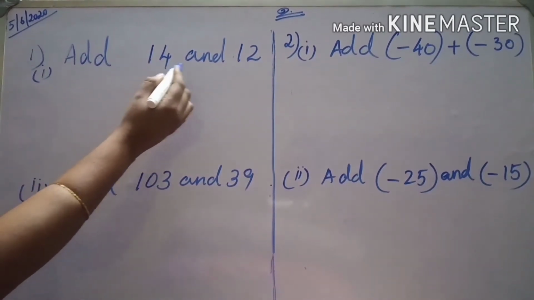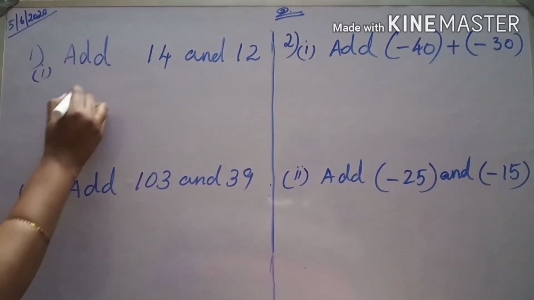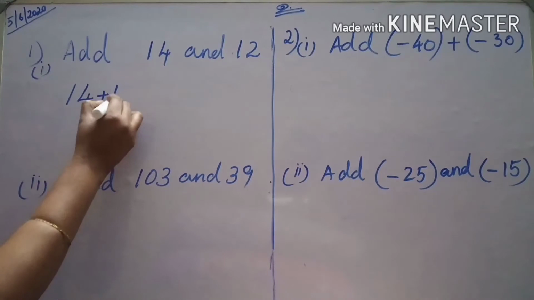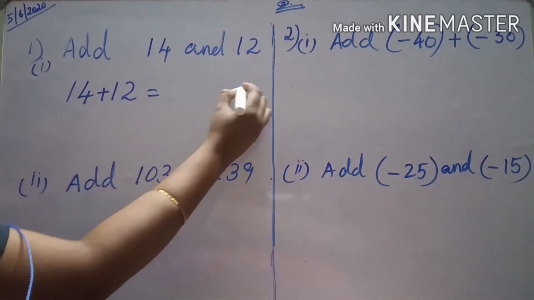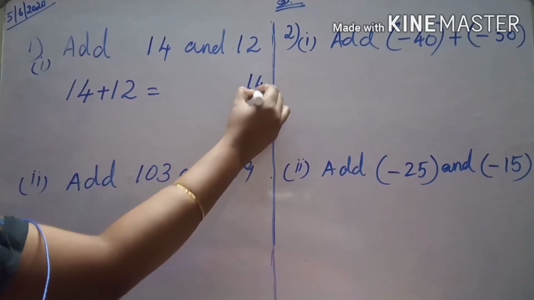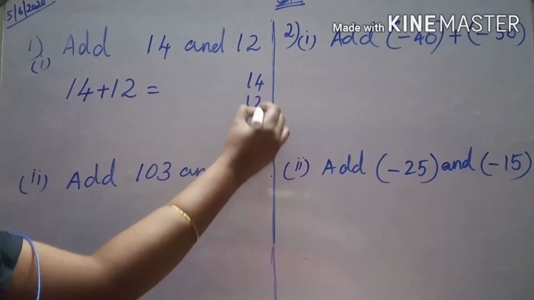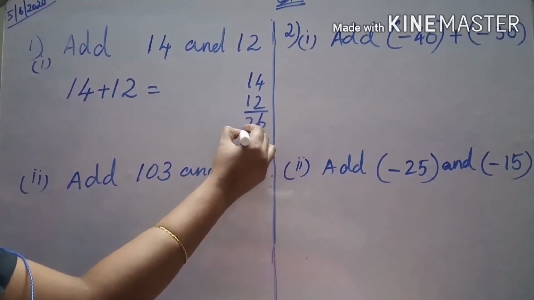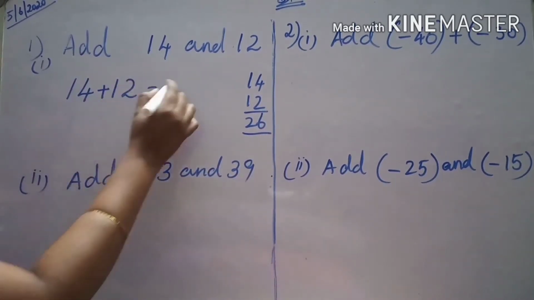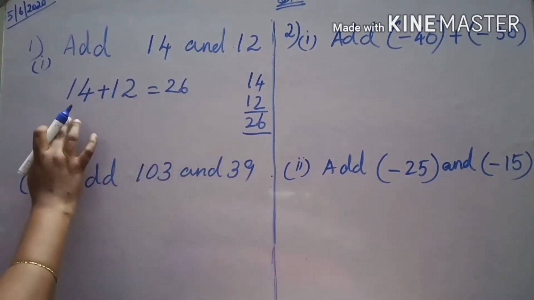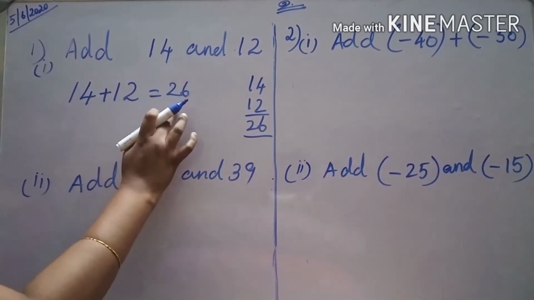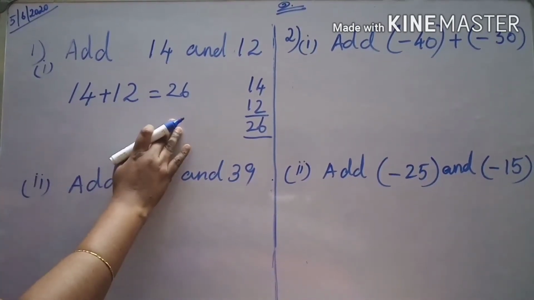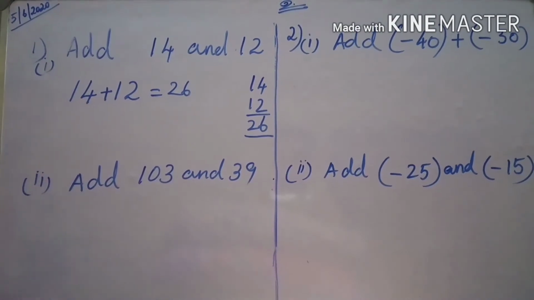I'll go with a sum now. Add 14 and 12. That means 14 plus 12. These are very easy sums that you know very well. If you want, you can go with rough work. 4 plus 2, 6. 1 plus 1, 2. 14 plus 12 is 26. Both are positive numbers, so the answer is also positive. So there is no sign. Am I clear? Right.